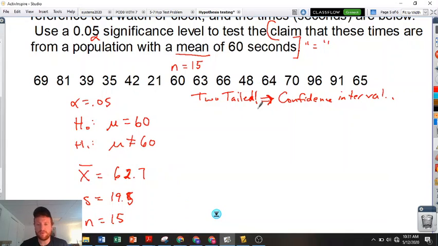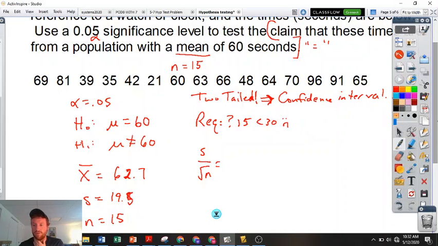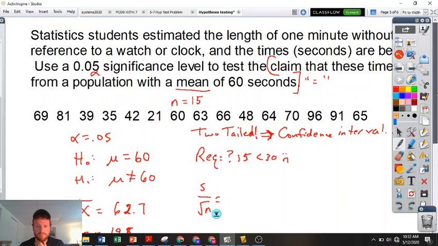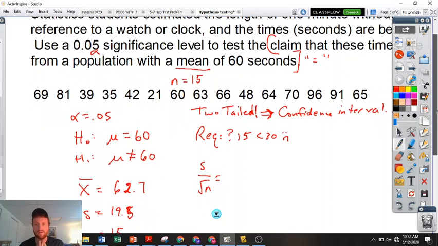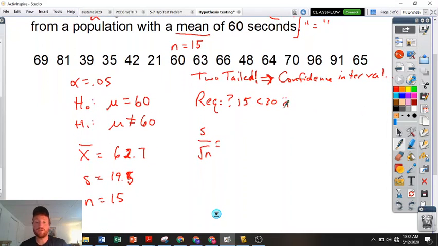Okay, but before we do that, requirements. Well, we're finding a mean. We need the sample to come from a normal distribution to be able to use this formula, s over the square root of n. So how does that work? Well, the sample could be really, really big, and that would work. Well, 15 is less than 30. Oops. So we just need the population to be normal. Do we know anything about the population? No. Why would we know anything about statistics students and their ability to guess when a minute happens? So we just have to explore the data.